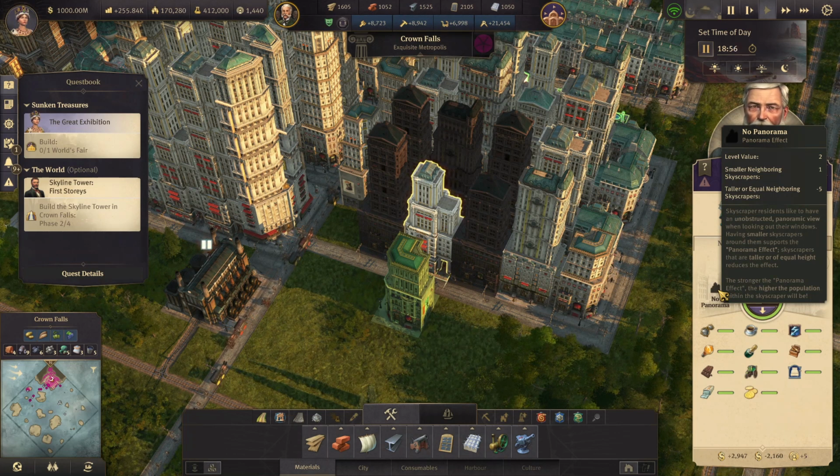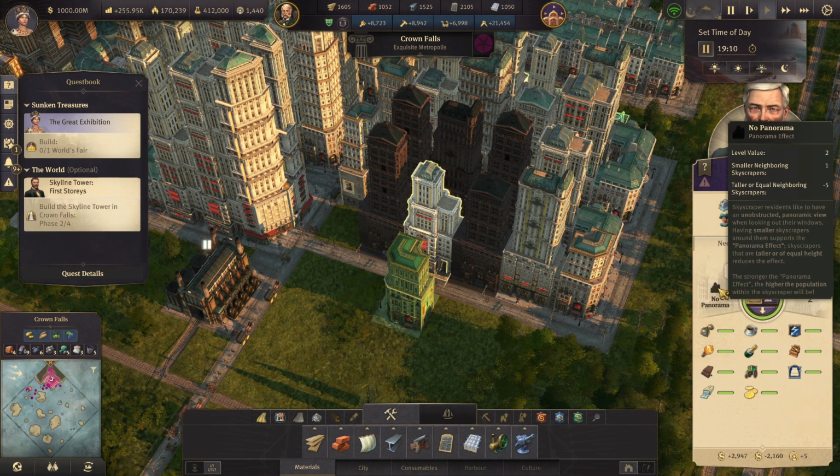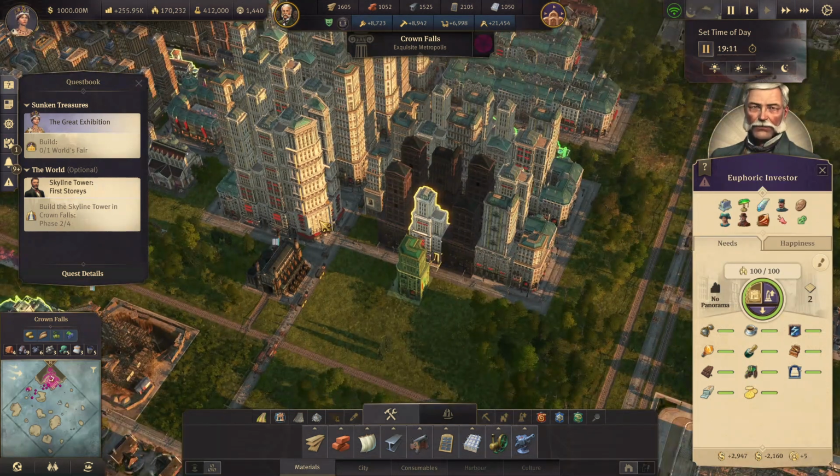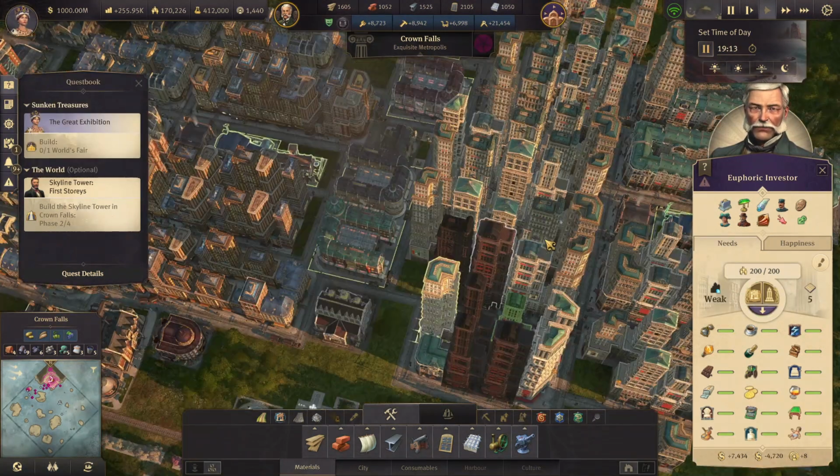Then you count how many are the same height or taller. And we can see we're surrounded, right, by 5. So we were at 3, and now we're going to do -5. So it gets to -2. So there's definitely no panorama effect because we are negative. Even 0 would be no panorama effect. 1 would be, once again, the first level, and 5 would be the highest level. So that's, let's see, where do I have, maybe, no, this is a weak one.